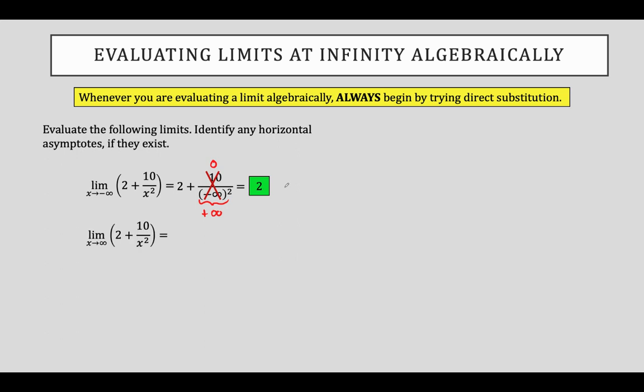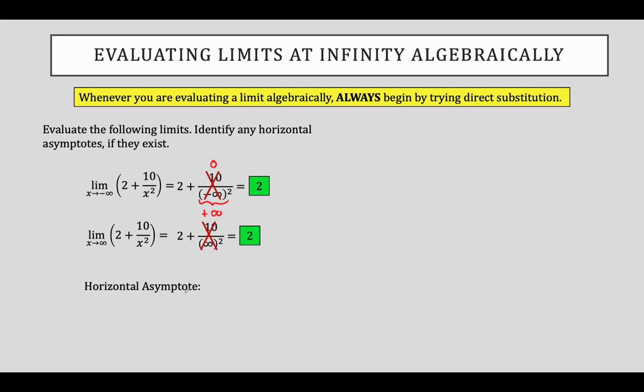What about the limit as x approaches positive infinity? Again, we have 2 plus 10 divided by x squared. We can do our direct substitution. We plug in infinity for x. This gives me 10 divided by an infinitely large number. If I take 10 and divide it by an infinitely large number, I am going to end up with 0. 2 plus 0 equals 2.